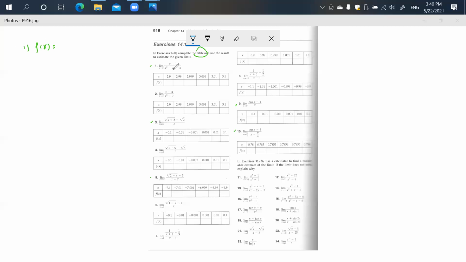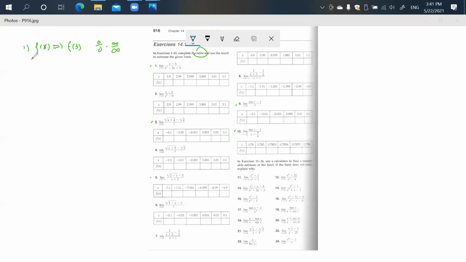Like in this case, x approaches 3, so you just replace x with 3 right away. If you substitute in there and it becomes 0 over 0 or infinity over infinity, this is undecided, correct? We're going to work on this later.